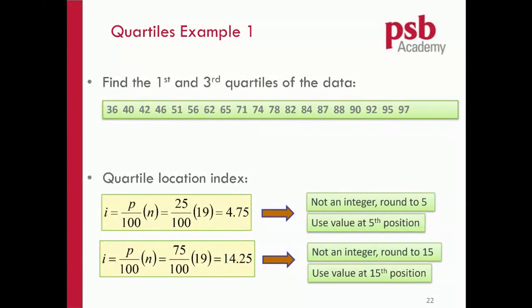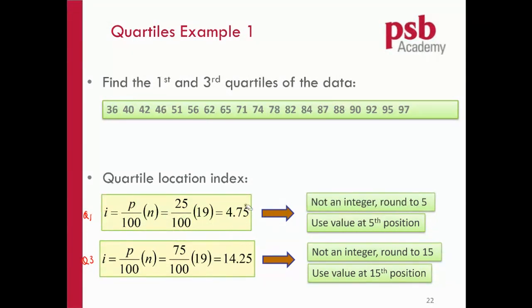Now let's look at this data set. You have 19 numbers altogether, right? So if you want to find the first quartile and third quartile, you just need to use this formula. The first quartile is the 25th percentile, so this is Q1. This is Q3. Then you find 25 here, and 75 here. Then you get this. Is it a round number?